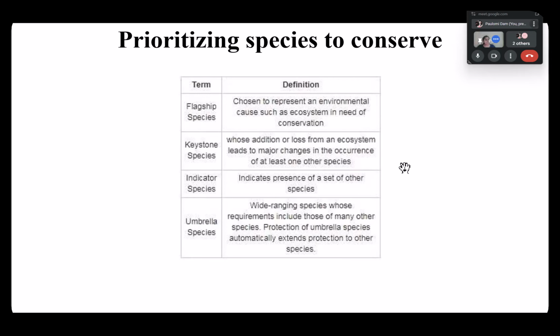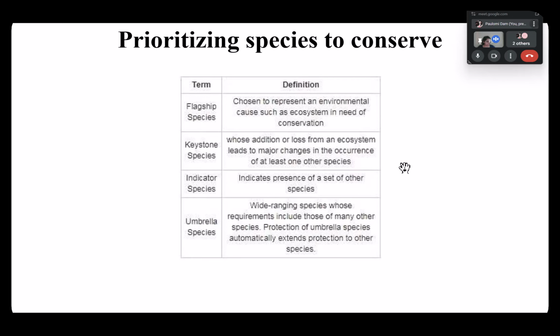So the next one is keystone species. These are species whose addition or loss from an ecosystem leads to major changes in the occurrence of at least one of the species. So keystone species are basically the major part of any structure, you can say. These are very important for the ecosystem, and they have a very important role, and we will see in the next slide how these are very important species, and they bear the burden of carrying the ecosystem functionality.